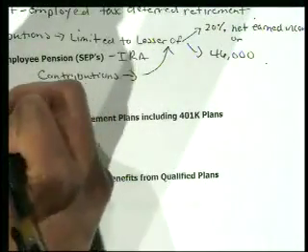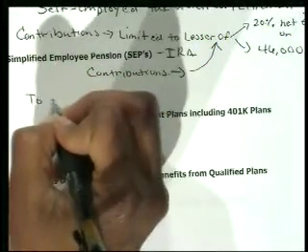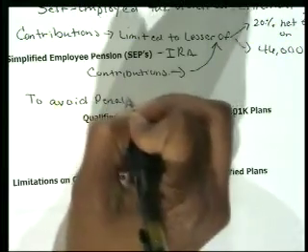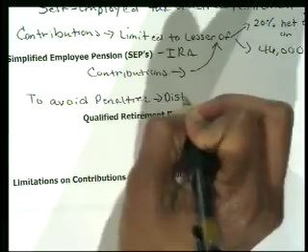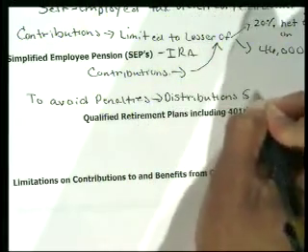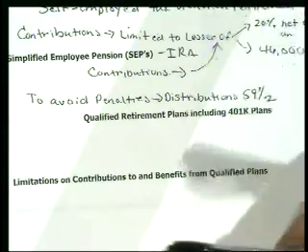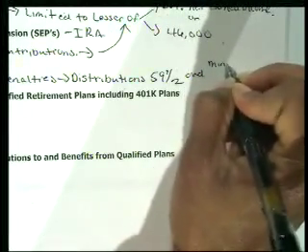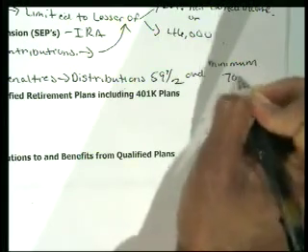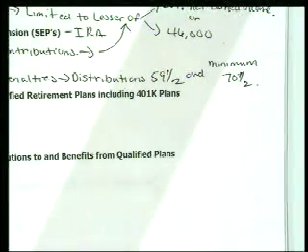Now we want to be careful. We're going to have some penalties as well with these plans. So to avoid penalties, you want to make sure that your distributions from these plans are not before 59 and a half, and you want to make sure you're making minimum distributions at 70 and a half. Those same type rules apply when we're dealing with those particular plans as well.